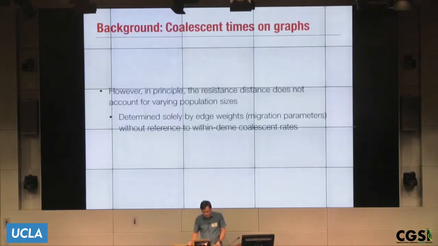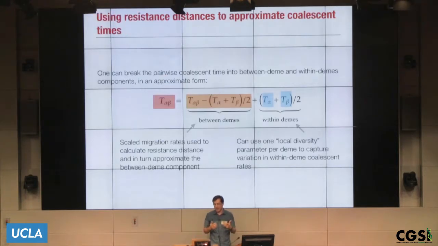So the resistance distances are determined solely by the edge weights, the migration parameters. There's nothing that addresses the fact that, once you're at the same location, there's a pool of people that you need to mate with to actually have a common ancestor event occur, or a coalescence to occur. So one extension that you can do is to separate out your model for the pairwise coalescent time into two parts.